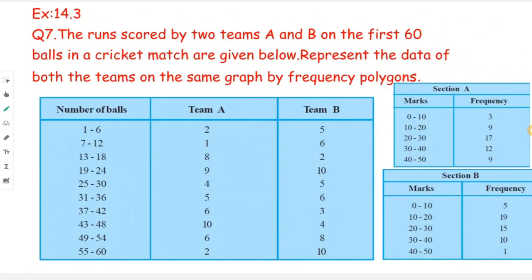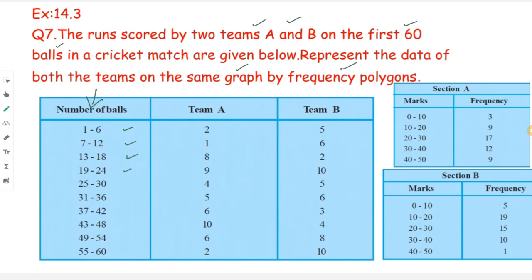14.3, question number 7. The runs scored by two teams A and B in the first 60 balls in a cricket match are given below. Represent the data of both the teams on the same graph by the frequency polygon. So let's start. First have a look at the class intervals 1 to 6, 7 to 12, 13 to 18, 19 to 24.